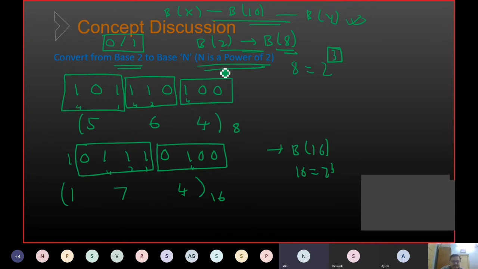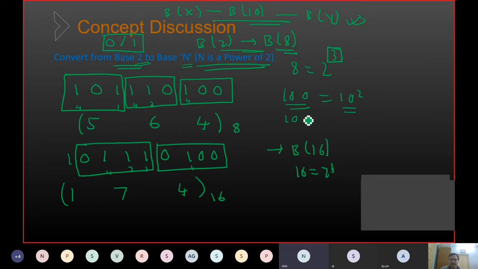Is it clear? The base will always be 2, or it can be any other power of 2 and then to someone else. So basically this will work in case this value is a power of this value. For example, if I'm writing a number in hundreds, then compared to 10, what is happening? Since 100 is 10 square, I'm taking 2 digits at a time, correct? Instead of 10. The same thing is happening here.